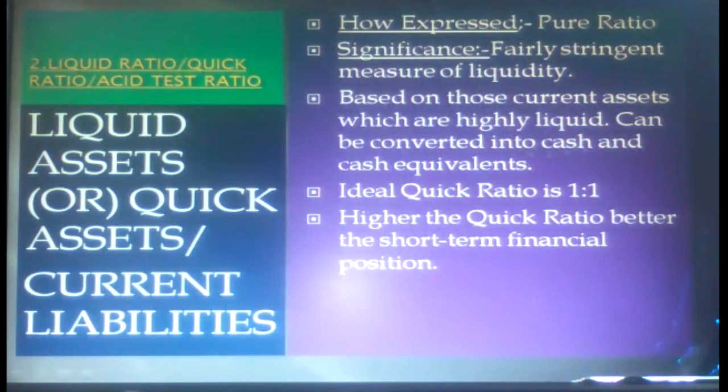It is based on those current assets which are highly liquid and can be converted into cash and cash equivalents very easily, correct. What is the ideal quick ratio? 1:1. The higher the quick ratio, naturally the better the short-term financial position, and we are able to keep the business going. That's the liquid ratio, which you can also call the quick ratio or acid test ratio.